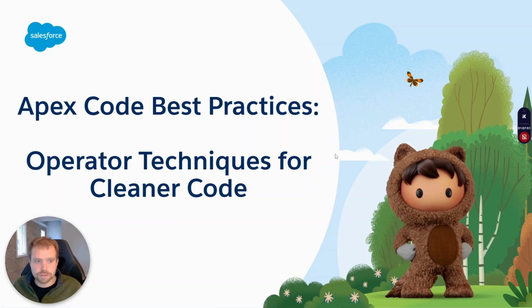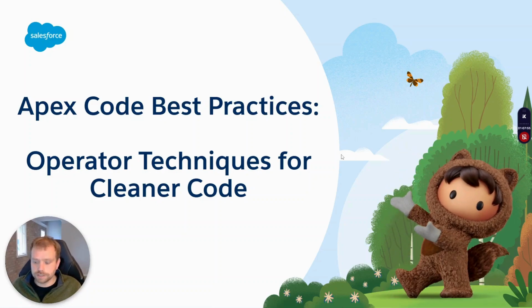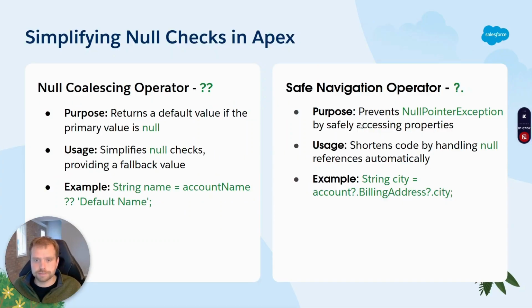So without further ado, today's topic is operator techniques for cleaner and more concise code. Let's get started. The first few operators I want to talk about are going to be handling nulls. The first one is the null coalescing operator. This is fairly new to Apex. It's actually a pretty cool operator, and I'm glad Salesforce rolled it out.